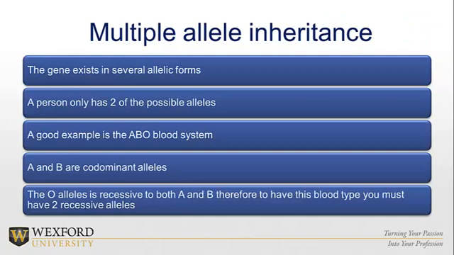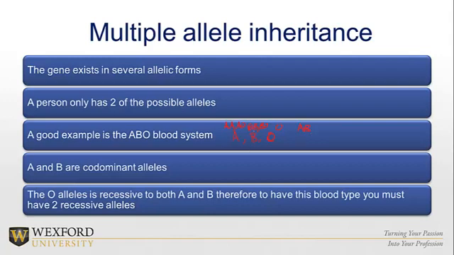Multiple allele inheritance. Kind of along these same lines, multiple alleles. The gene exists in several different allelic forms. That being said, an example once again is this ABO. They could be A, they could be B, they could be O. Those are the three phenotypes. The different genotypes are represented by AA, AO in this case, BB, BO, or OO. And lastly, don't forget AB.